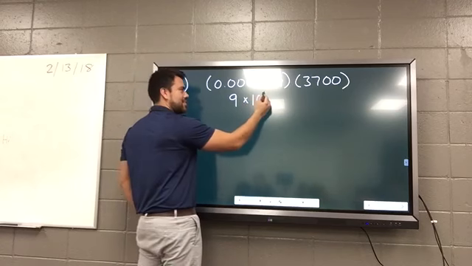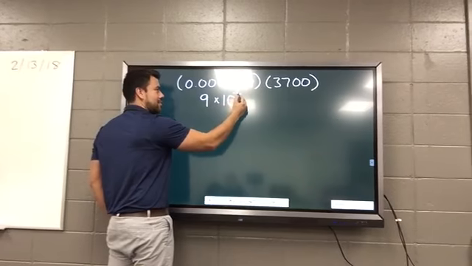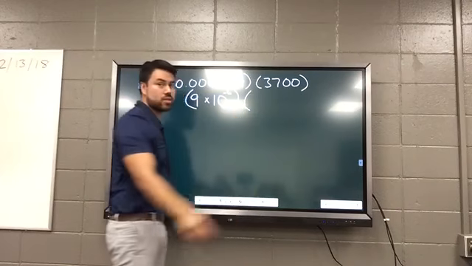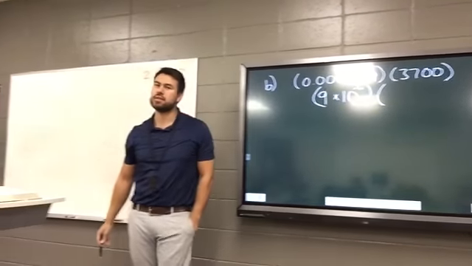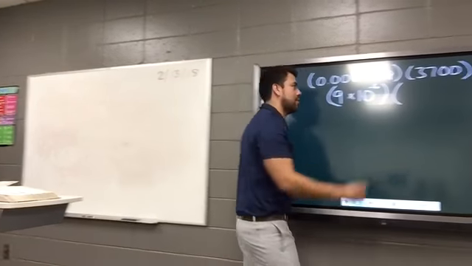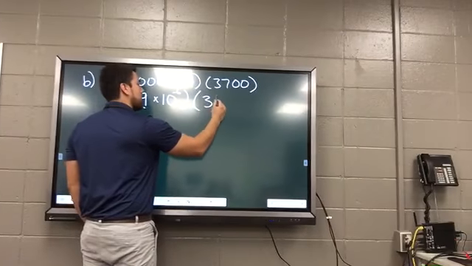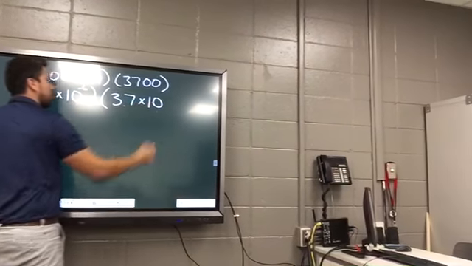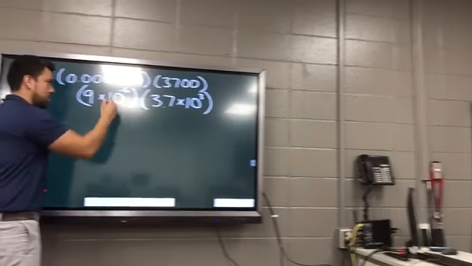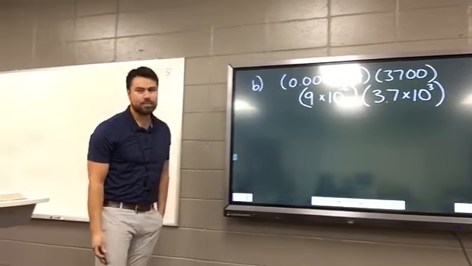To the negative 6, right? Because it's a small number. What about the second number? Somebody else? What does that become? Harrison? It would be 3.7 to the third, right? Times 10 to the third. Okay, big number. Small number. Small number is being multiplied by a big number.